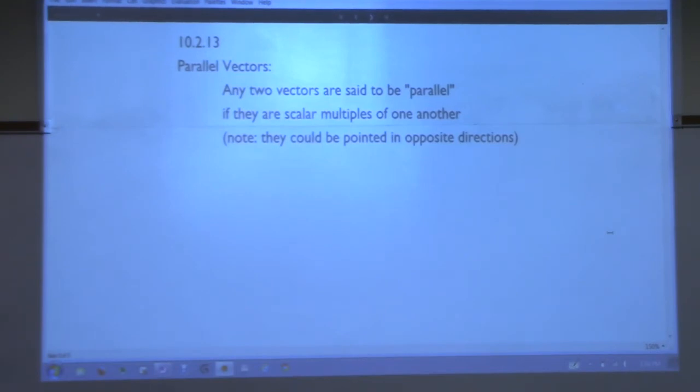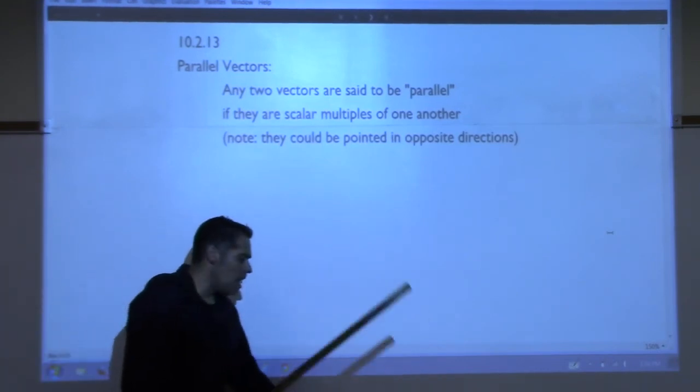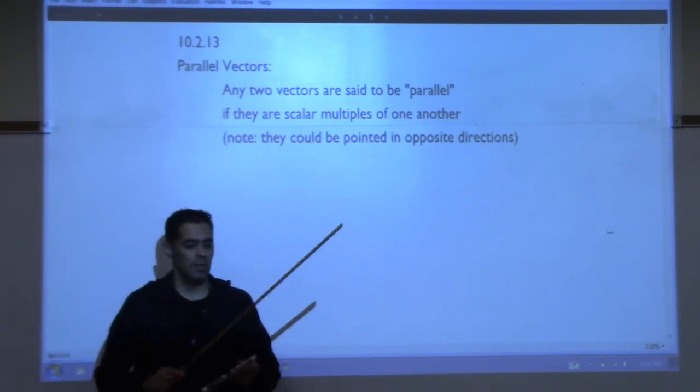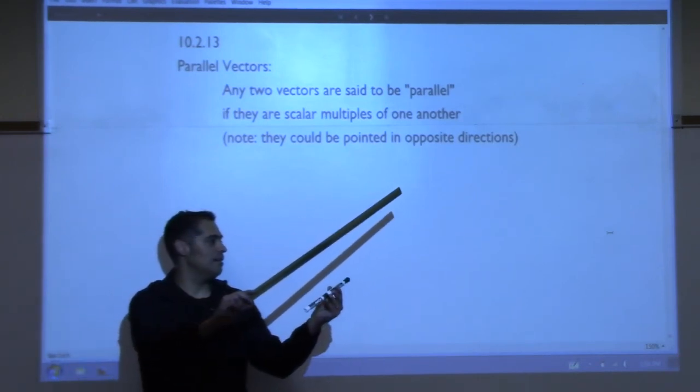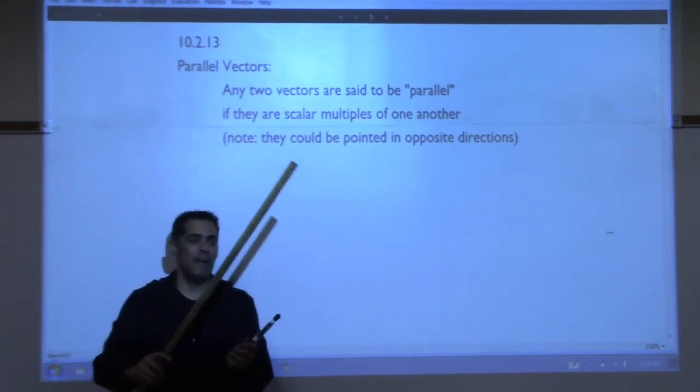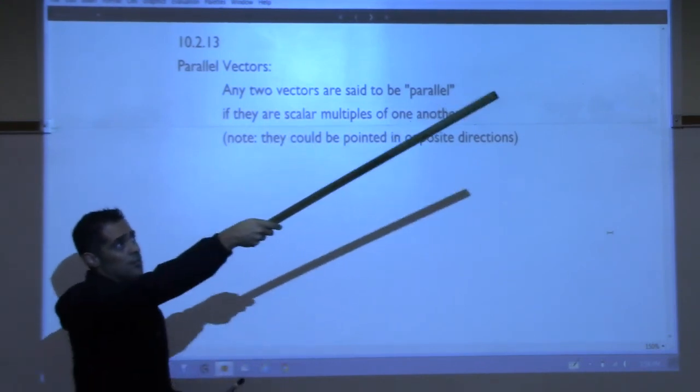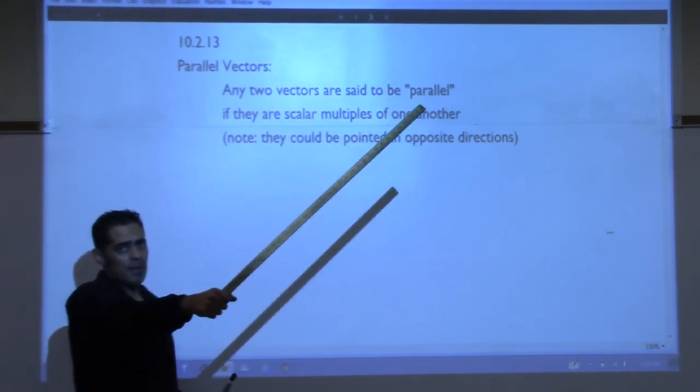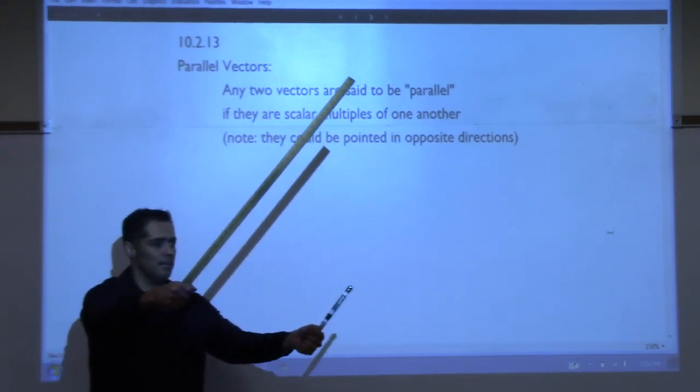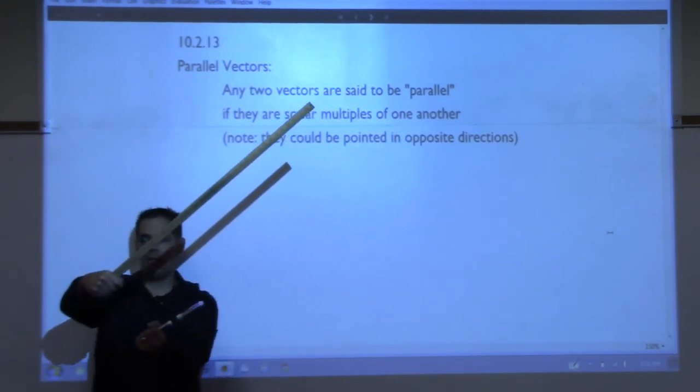Now this is weird because when you have lines, these 2 lines would be parallel, right? When you have vectors, let's say this vector is pointed in that direction. So my hand is on its tail. Let's say my hand is on the tail of this vector. These 2 vectors would be parallel, wouldn't they?